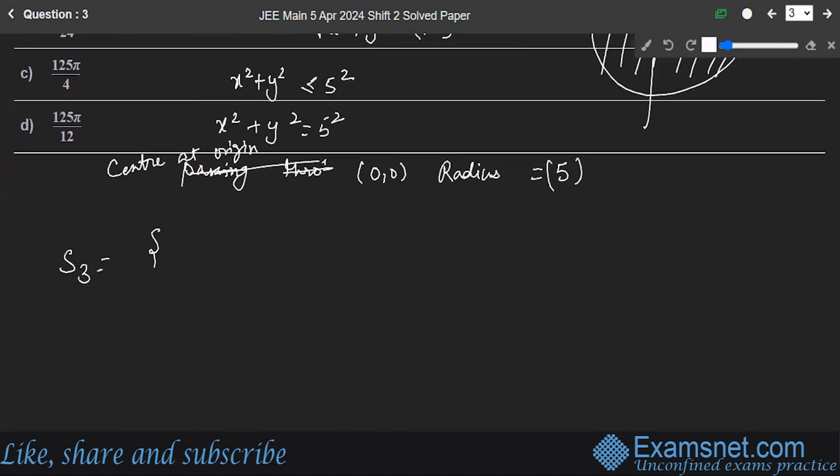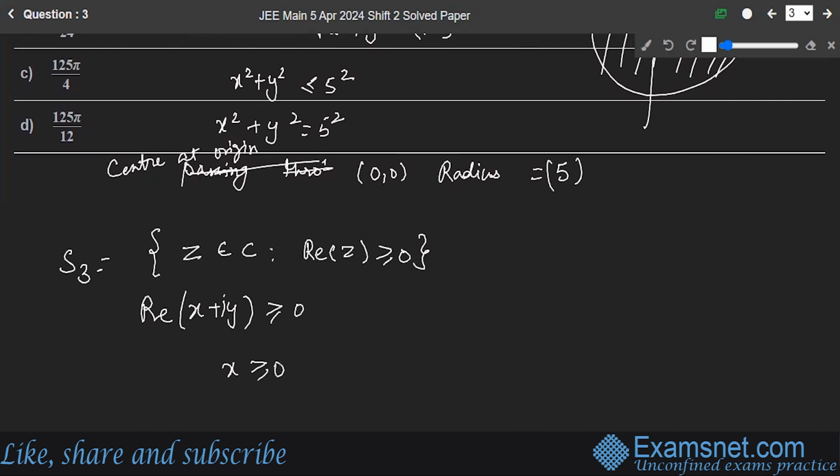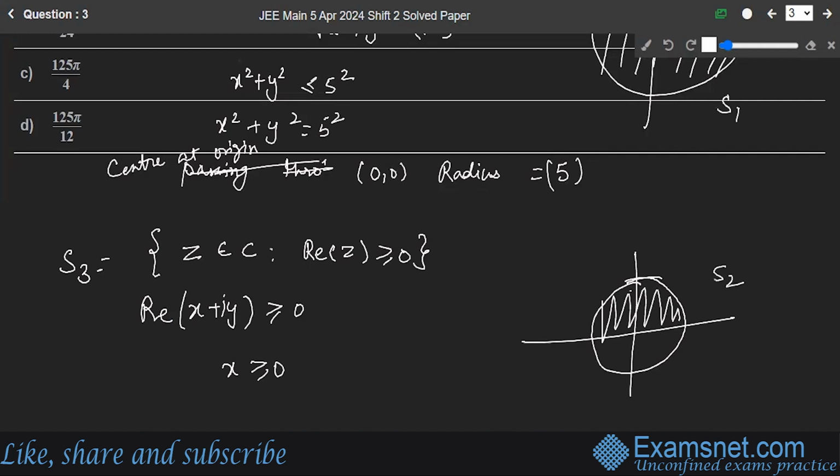First of all, let's talk about S3. Here this contains Z, where Z belongs to the complex numbers such that the real part of Z is greater than or equal to 0. So what is your Z? x plus iota y. The real part of it is greater than or equal to 0. What is the real part? x. x is greater than or equal to 0. Now the same circle, the same complex number, only the positive values of x will be taken. So this was your S1, this is your S3. Combining both of them, the common area is this shaded portion.